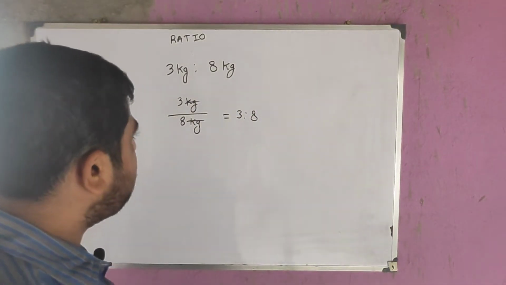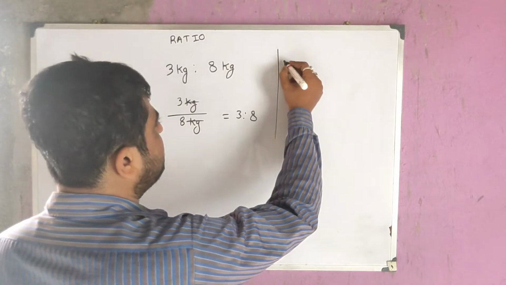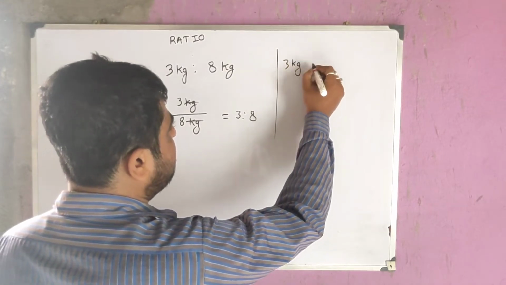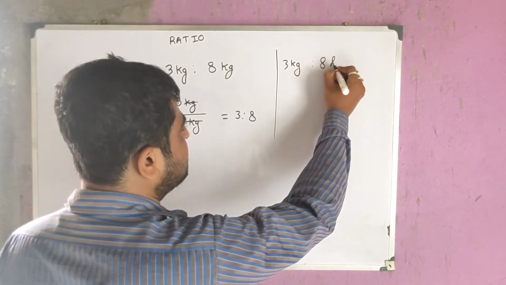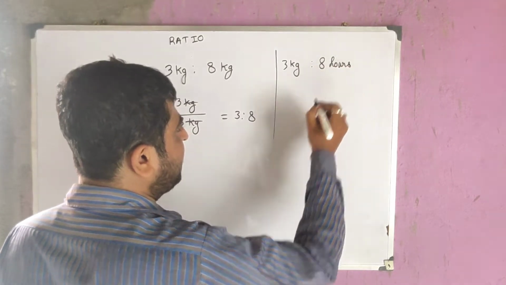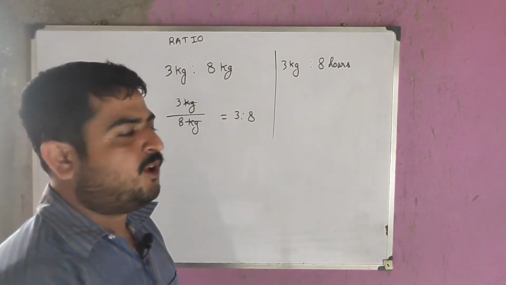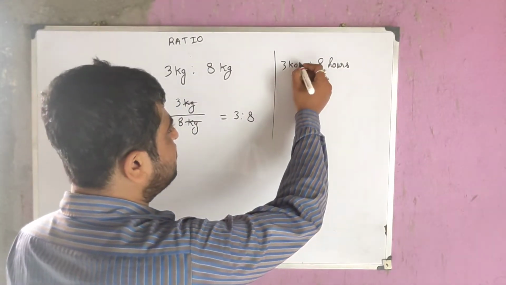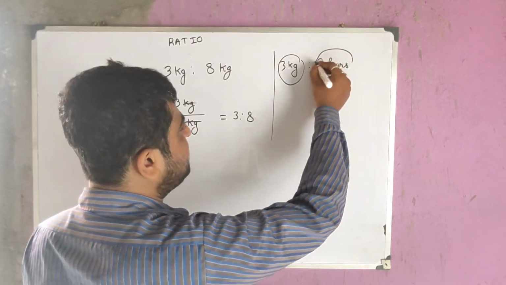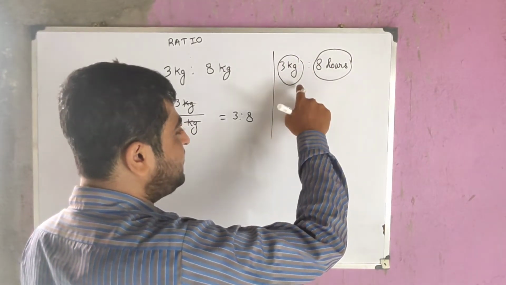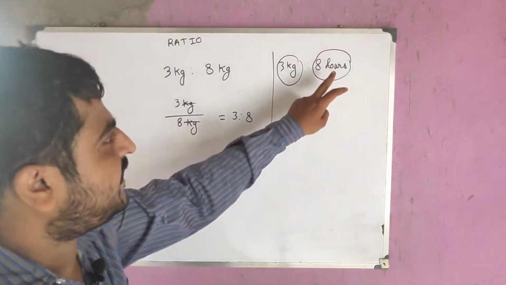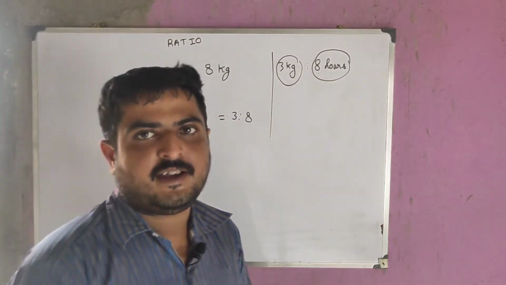But if you are asked to find the ratio between 3 kg and 8 hours, can we find the ratio? No, we can't find the ratio, because kg is the unit of mass and hours is the unit of time.